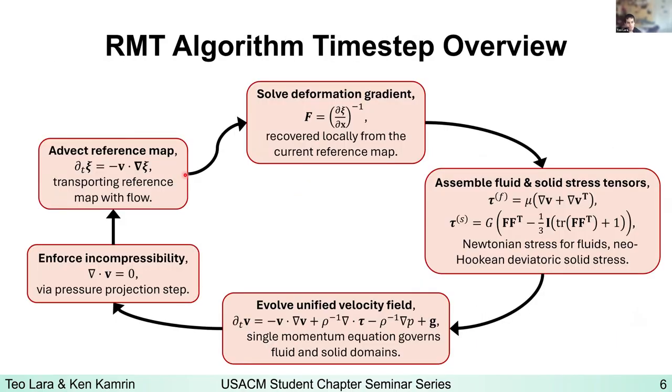So in 5 simple steps, the RMT, reference map technique, algorithm: we first solve for the deformation gradient by inverting the reference map. We assemble the fluid and the solid stress tensors. For the fluid, we can use a Newtonian stress. For the solid, this is just a Neo-Hookean deviatoric stress. Then we just evolve the velocity field forward in time. There's a single velocity field everywhere in the simulation domain, and we just have a different stress tensor depending if we are in the fluid domain or the solid domain. After that, we just enforce incompressibility via your favorite projection, and just advect the reference map forward in time using this new velocity field, rinse, and repeat.